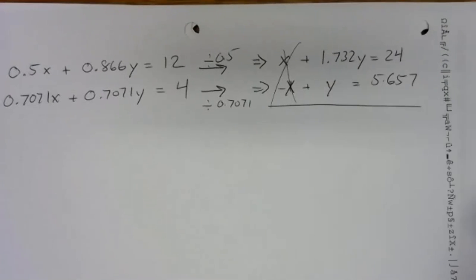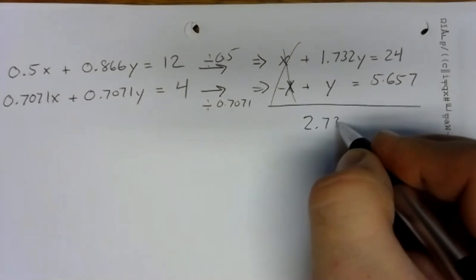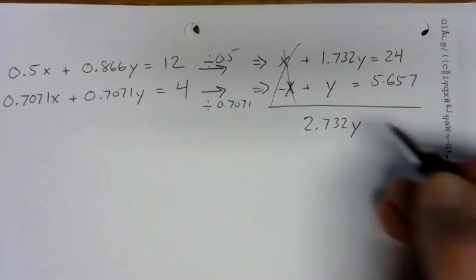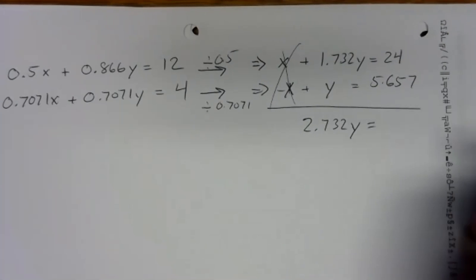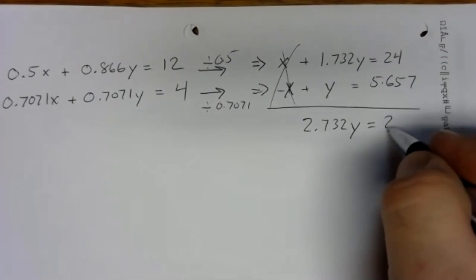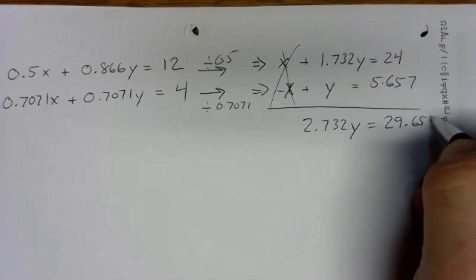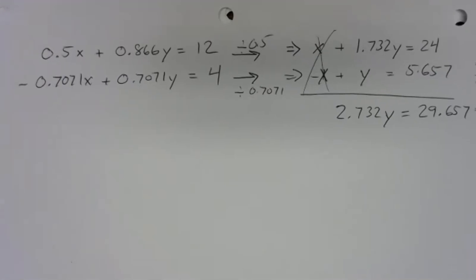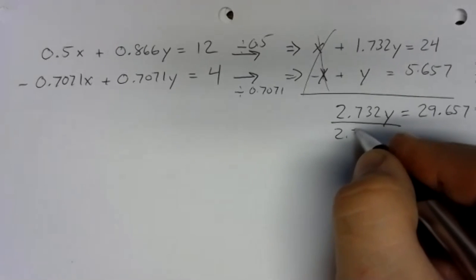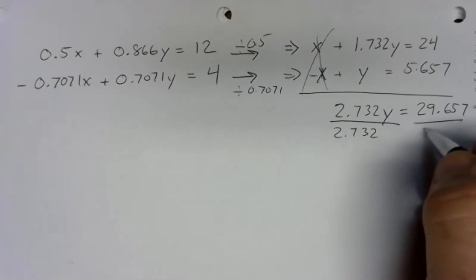1.732y plus y is 2.732y. Don't get thrown by decimal coefficients. It all works the same way as with whole numbers. You just add them up. And then we've got 24 plus 5.657. That's going to be 29.657. Now, although it looks ugly, we solve it the same way. Divide out the coefficient for y, divide both sides, and you'll get your answer. So we divide both sides by 2.732.